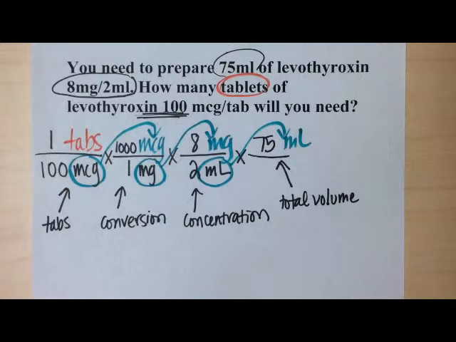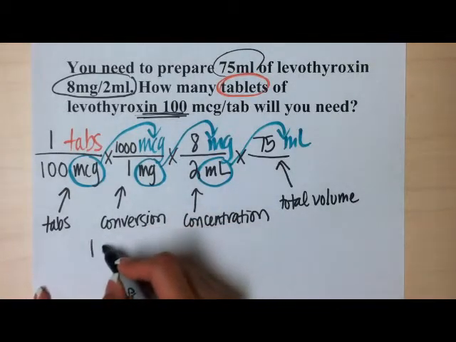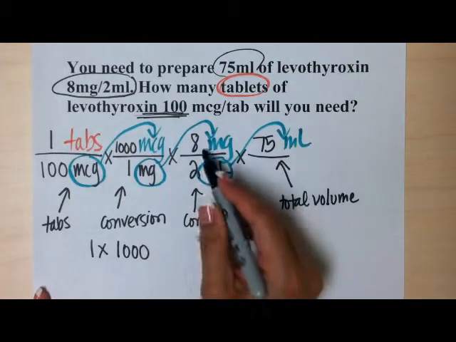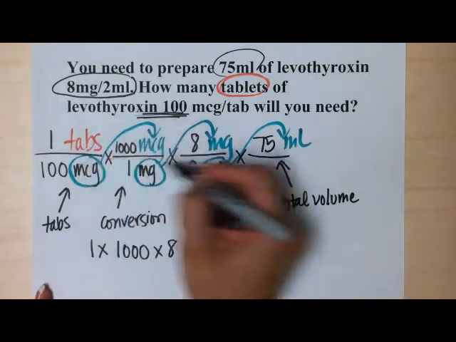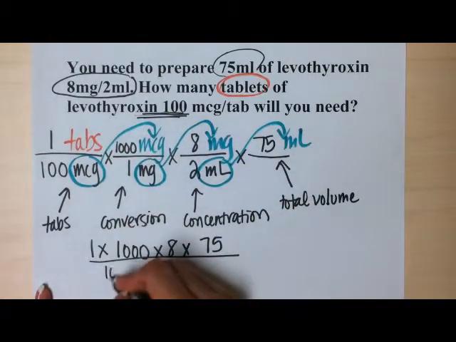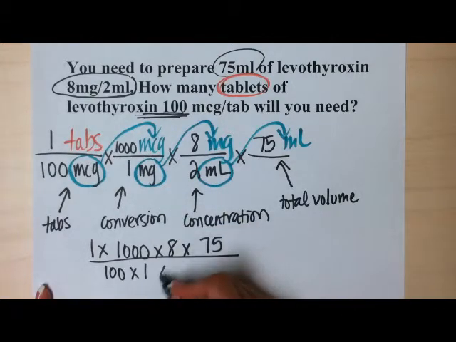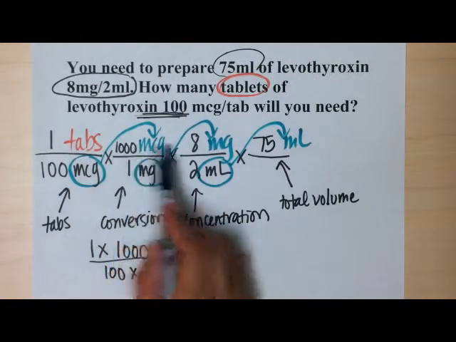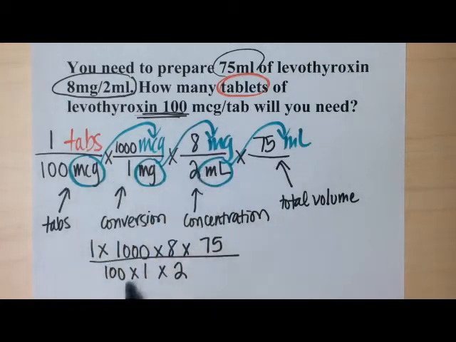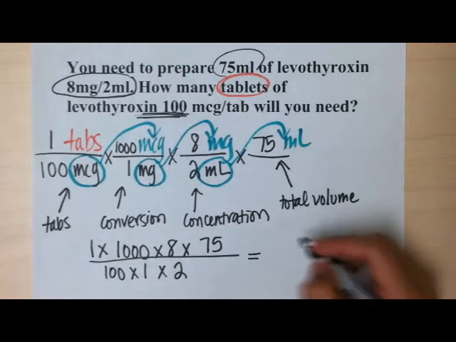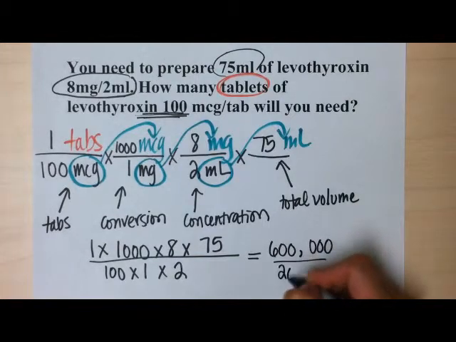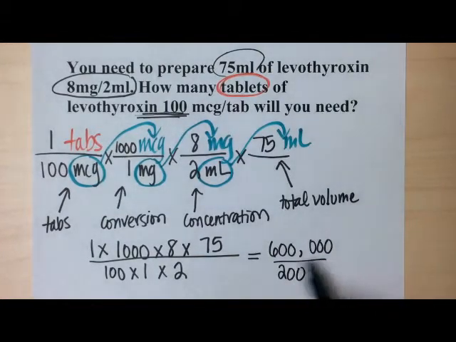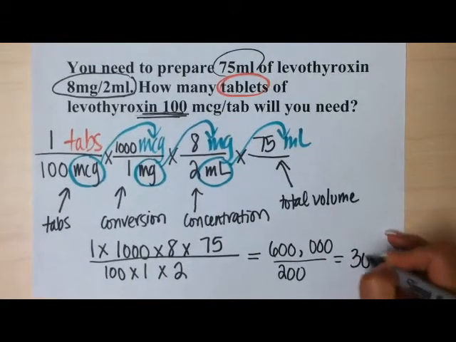So this is the final equation, and if you want, you can see these numbers play out, and when you punch this on your calculator, what you're going to see is 1 times 1,000 times 8 times 75, and that's all over 100 times 1 times 2. Notice I'm just taking all the numbers on the top and then all the numbers on the bottom, so that when you punch that out, you get 600,000 all over 200. So at least you're down to 2 numbers. So 600,000 divided by 200 gives us 3,000.